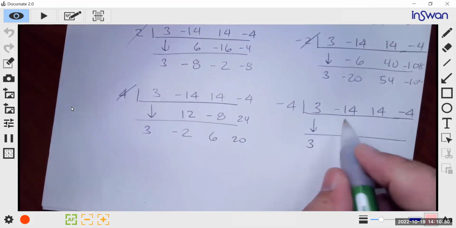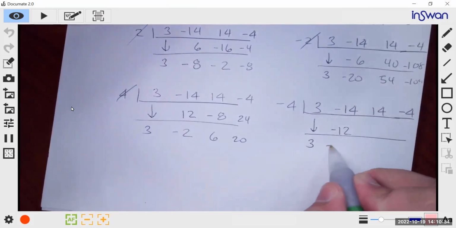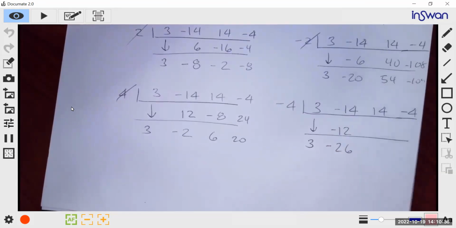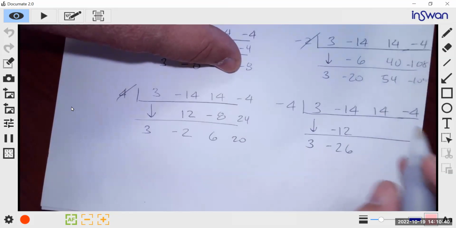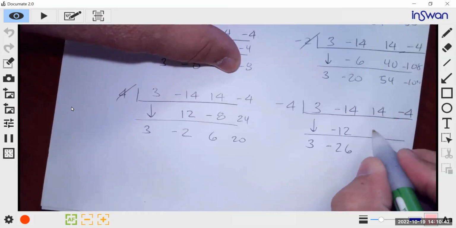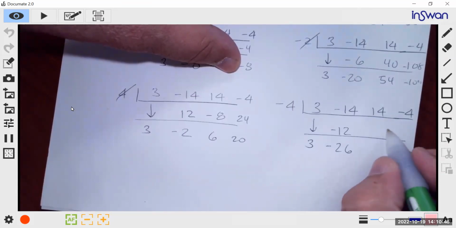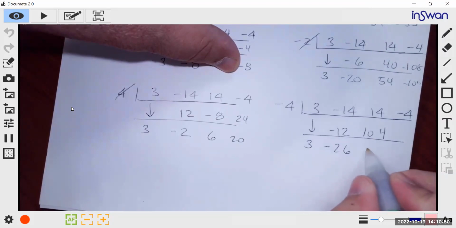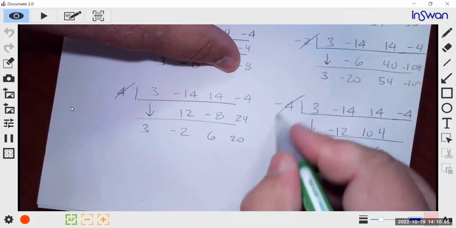Negative 4 times 3 is negative 12. It's negative 26. This is going the wrong direction. Negative 4 times negative 26 is positive 104. 118. So that's not going to work.